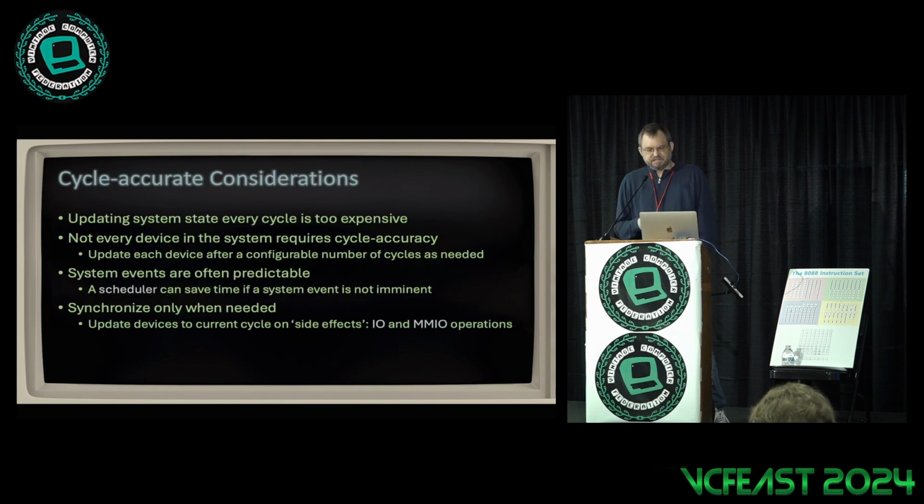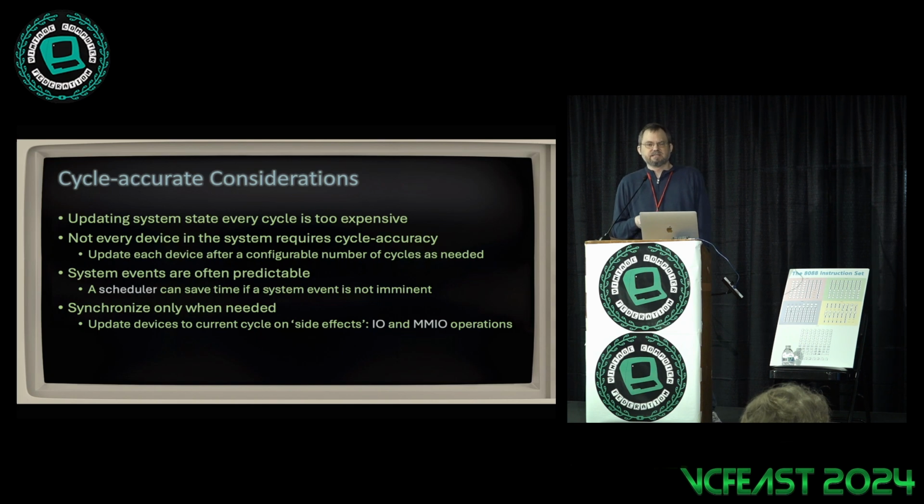So there's some considerations and some optimizations we can make. Obviously, we can't just tick the system, the entire device state, every cycle. Imagine drawing a CGA card 1 pixel at a time. But not every device in the system requires cycle accuracy. It's common to do your video device by scan line, for example, if nothing is going on. System events are often predictable, so a scheduler is a very common technique in emulation.